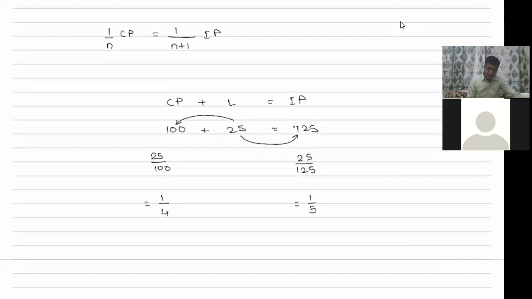That means what is our equation then? 1 upon 4 of cost price will always be equal to 1 upon 5 of invoice price. If I assume 4 as n, then 1 upon n of cost price will be equal to 1 upon n plus 1 of invoice price or not. I hope you understood the derivation of this formula.